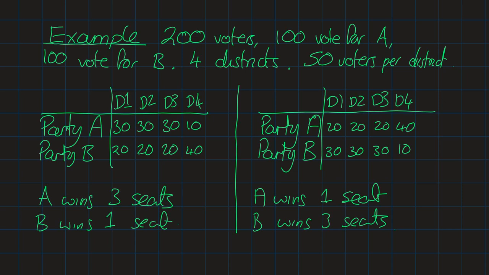This is gerrymandering. This practice of drawing the districts in such a way that you artificially do better in the election, so that you win more seats in the election. That's the end of this video.